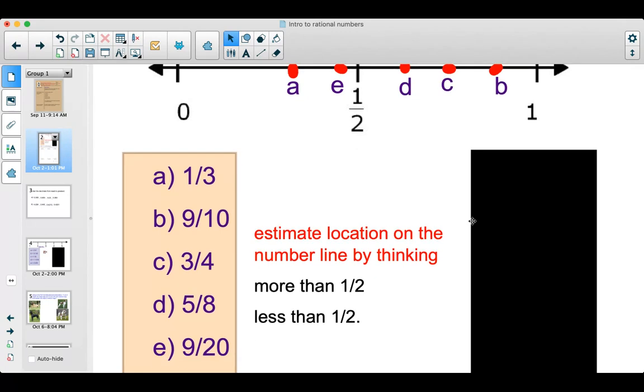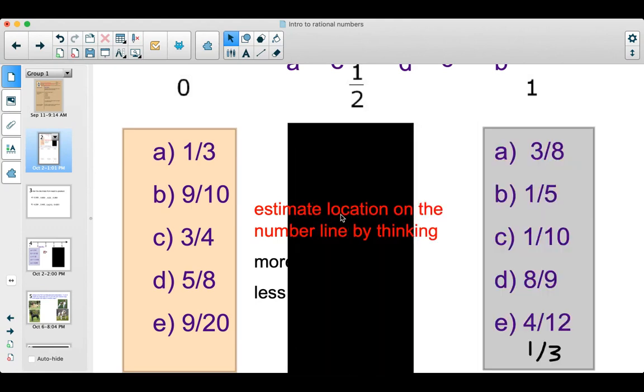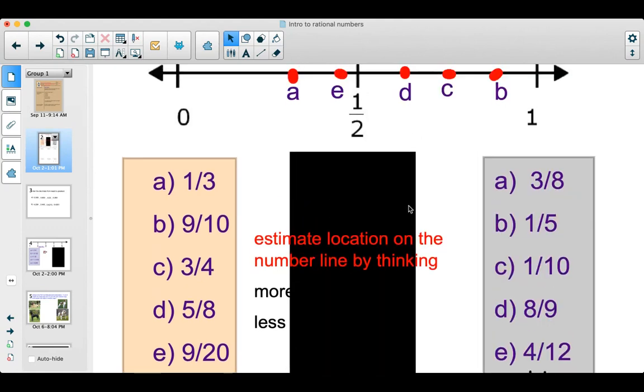All right, I'm going to show you 5 more numbers, and I'm going to have you go ahead and pause the video here and see if you can place those where you think they should go.